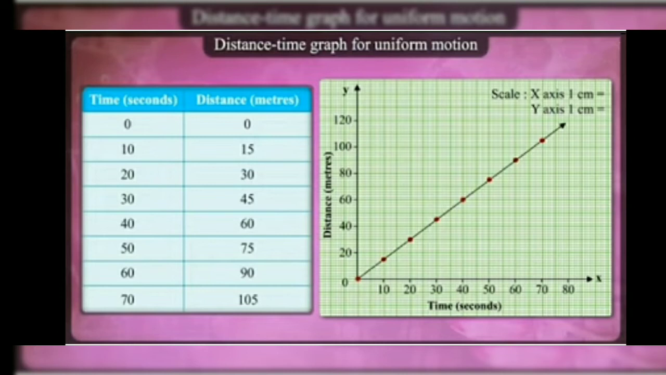So children, an object in uniform motion covers equal distances in equal time intervals. Thus the graph between distance and time is a straight line, as you can see here, children. So understood why this graph is a straight line? Because an object in uniform motion covers equal distances in equal time intervals. Understood, children? How to plot the graph of distance and time for uniform motion.